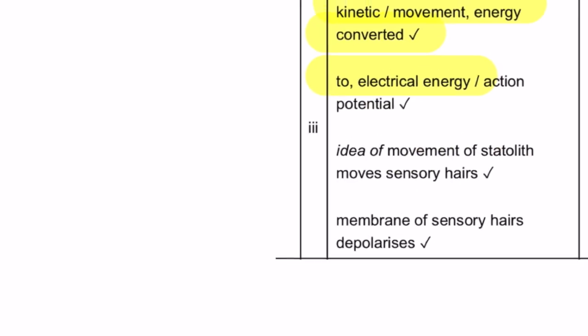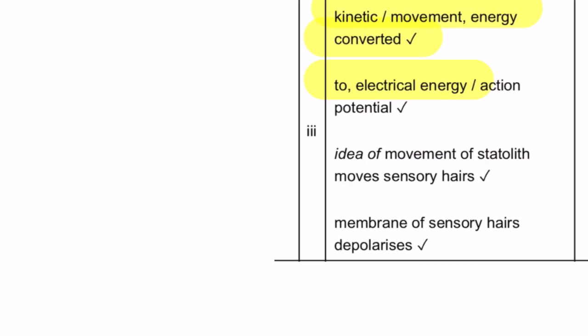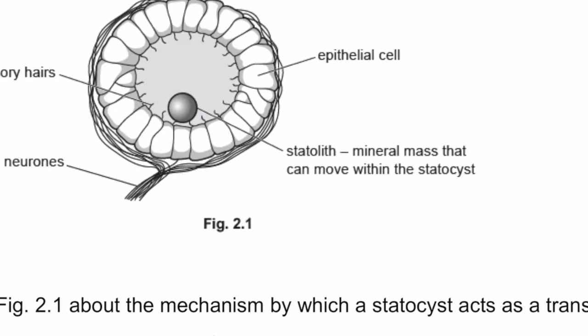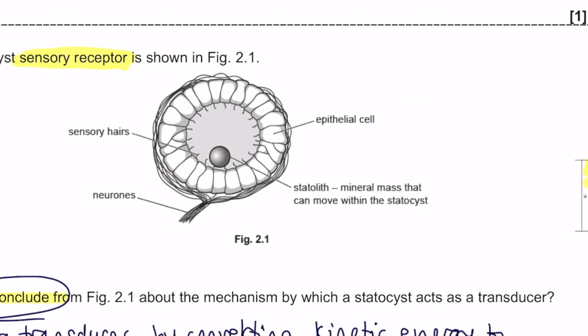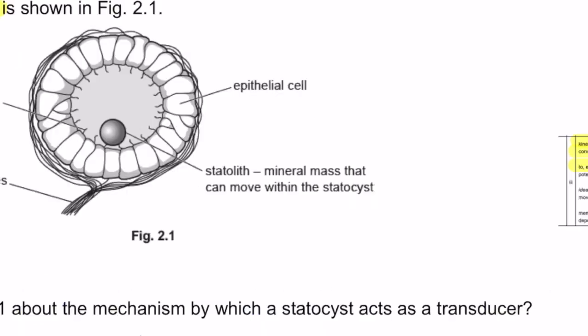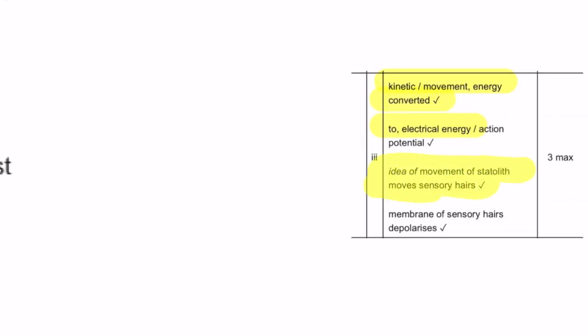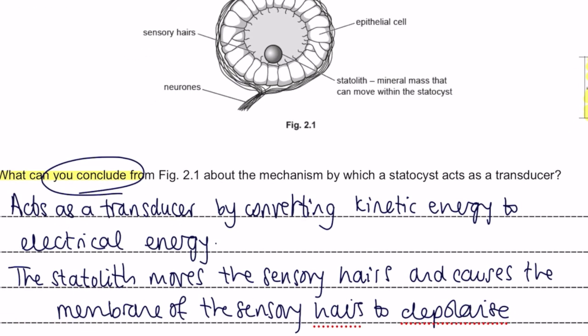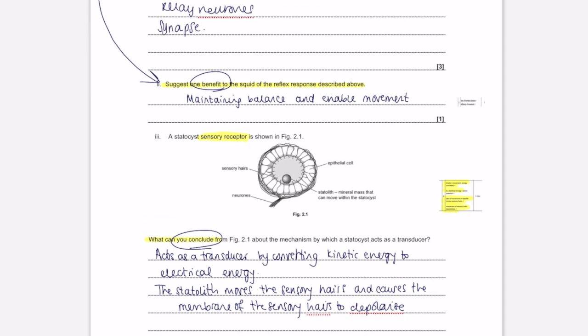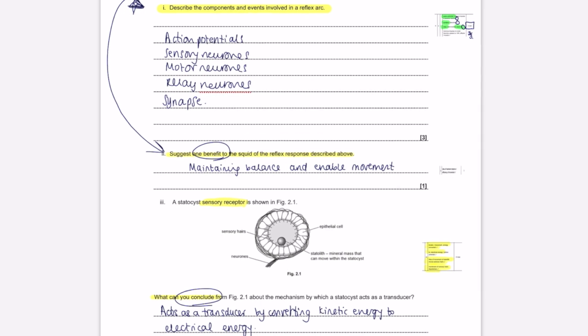Let's see what else. The idea of the movement of the statolith moves sensory hairs. Well, yeah, we said that. We just looked at the figure and said what we saw. So that's great. Then it says the membrane of sensory hairs depolarizes. Again, I told you, that point is always written on the mark scheme. Of course, not written exactly like that, but just the concept of the membrane depolarizing. That is great. We basically got 4 marks for a 3 marker, so that is great news.